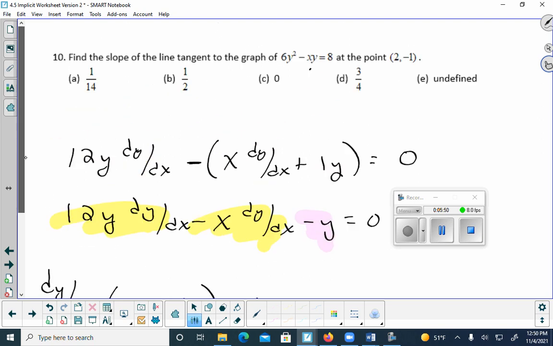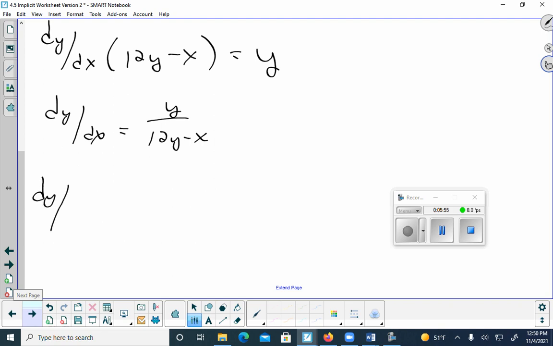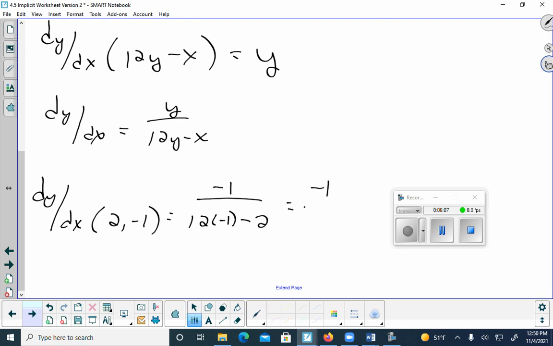I want to find the derivative at the point 2, negative 1. So in place of the x, I'm going to put 2. In place of the y, I'm going to put negative 1. So this will be negative 1 over negative 14. When I put in lowest terms, that'll be 1/14. So that is my slope. And it just wants the slope, not the point of the line.